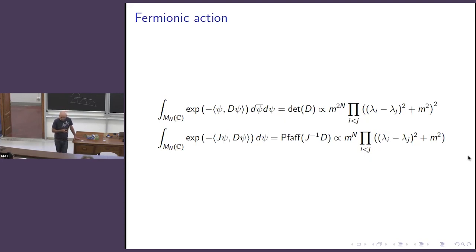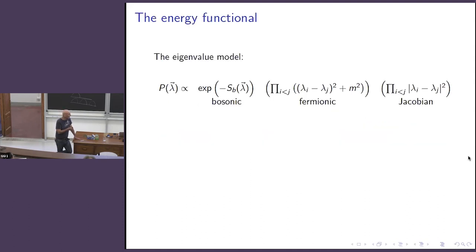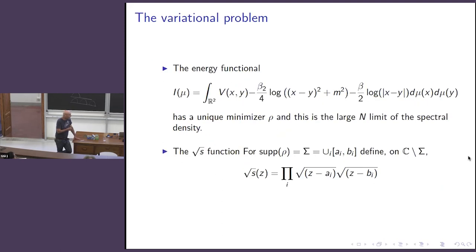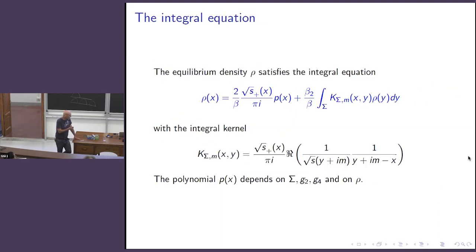But what happens is that you can still use the log gas method, the second method that we used. Using the log gas method, he derives an integral equation. When the mass m is equal to zero, you can actually solve the integral equation. When it is not zero, you can study it numerically, and he did all the studies. This is in his thesis. So you have this bosonic sector, fermionic sector, and the Jacobian change of variable, the Vandermonde. You do this log gas method, as I said, and here is the integral equation.